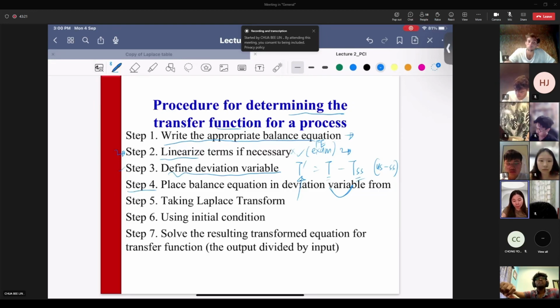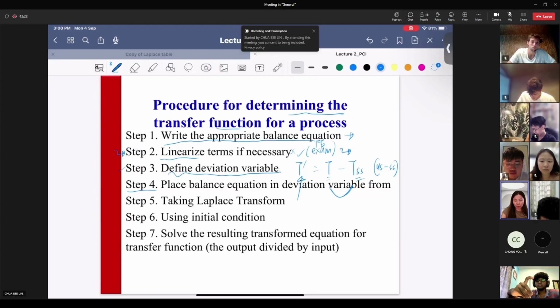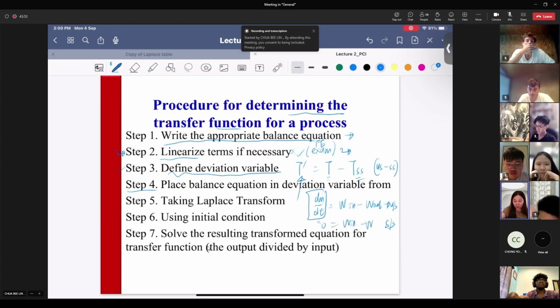Step 4, place the balance equation in deviation form. For example, you derive the equation using the mass balance, dm over dt equals mass rate in, this one no over dot here, so you'll have W in minus W out. So this is the unsteady state mass balance. When it is a steady state mass balance, the left side will be 0, so it will be W in minus W out.